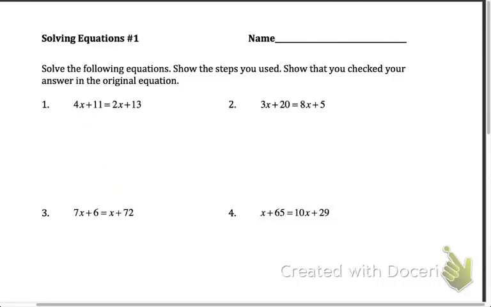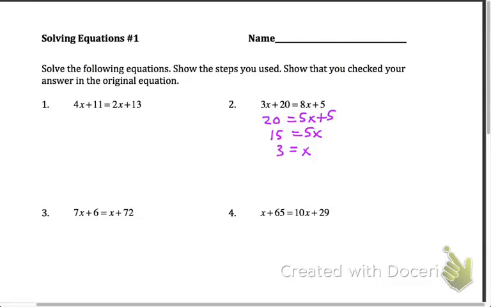Alright, for number 2, looks like I can take away 3 x's from both sides, and I'll be left with 20 equals 5x plus 5. Take away 5 from both sides, and be left with 15 equals 5x. And I think, 5 times what equals 15? That's 3, so I'll put x equals 3.